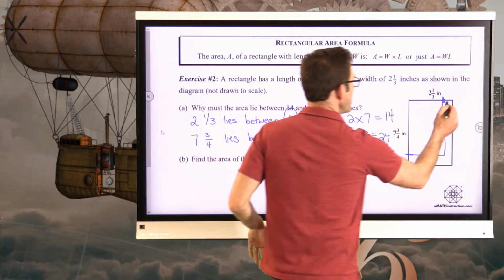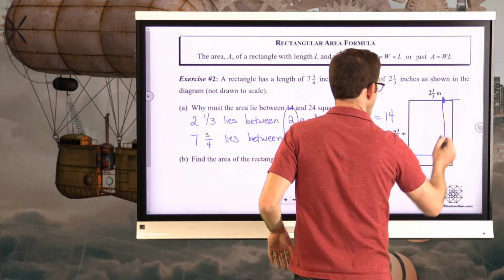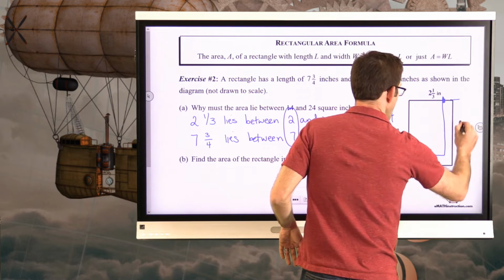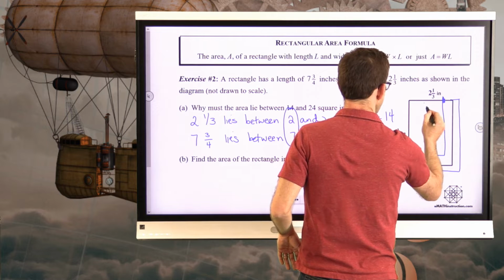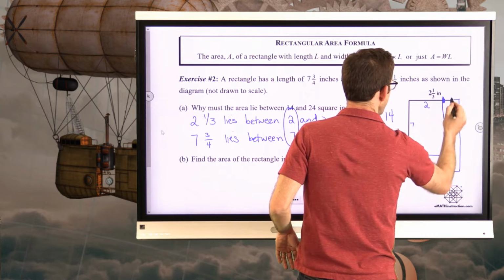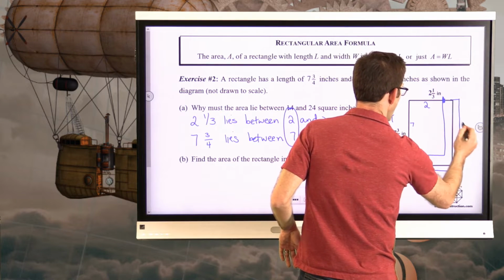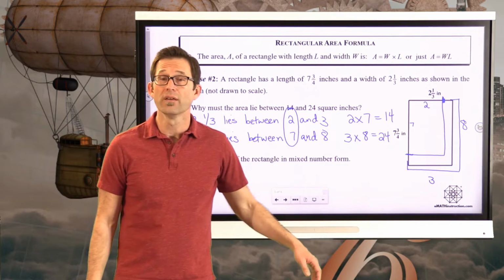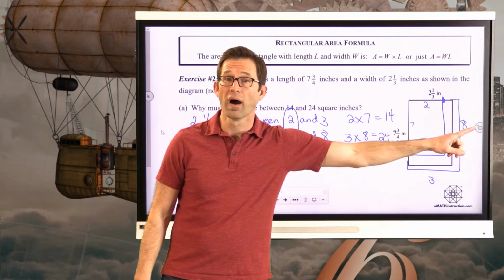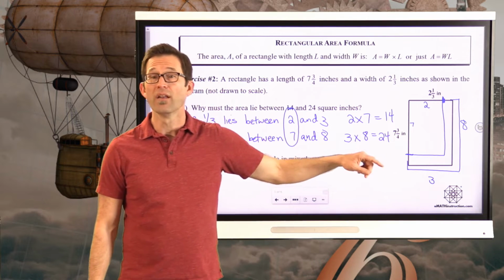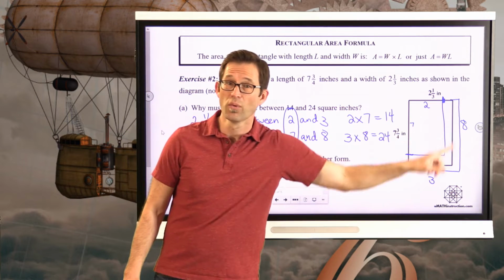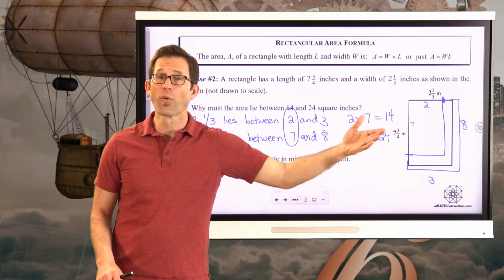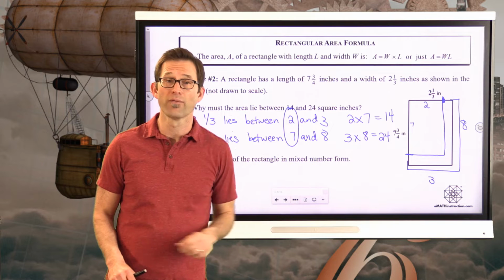Then if I extended this and went out to the 3-inch mark, and extended this and went out to the 8-inch mark, right? So if this was, let's say, 2 by 7, and this was 3 by 8, what it really says is that our rectangle would fit inside of the 3 by 8 rectangle, but the 2 by 7 rectangle would fit inside of this one. So somehow, our area must be between 14 square inches and 24 square inches.